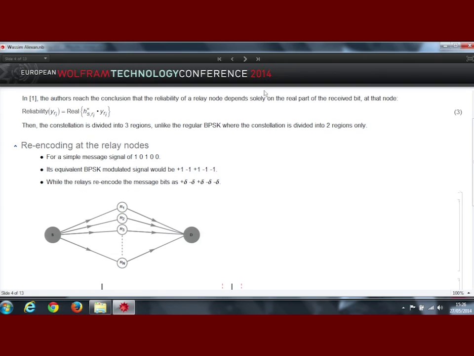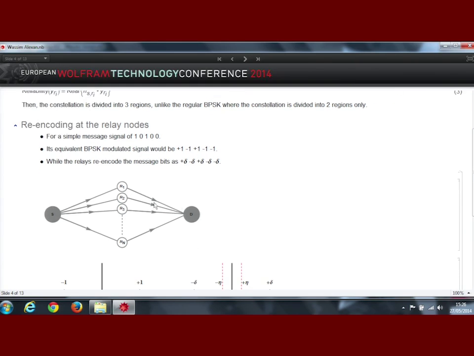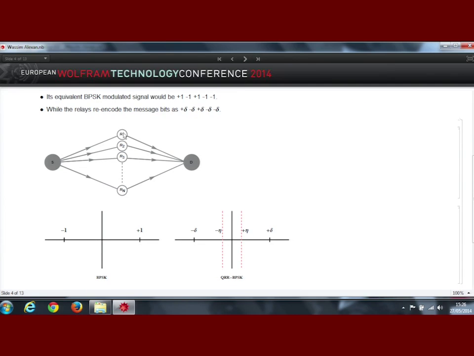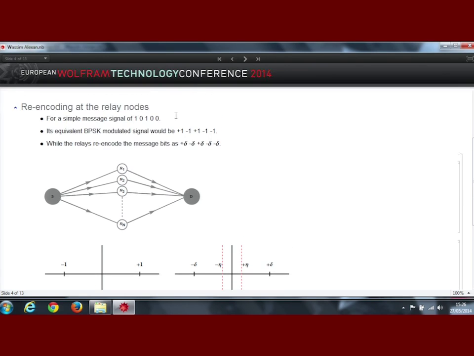Simply put, assume we're following a decode and forward mechanism where we try at every relay node to receive the signal here, decode it, estimate the original message that was sent by the source S, and then forward it again. If we're using a binary phase shift keying modulation scheme, this would simply be the following. If you have a signal like this one, 10100, using BPSK or binary phase shifting would mean that every 1 is encoded as a positive 1, every 0 is encoded as a negative 1.